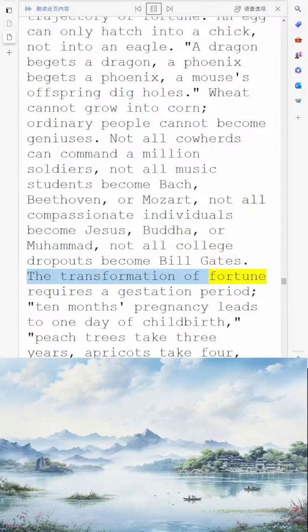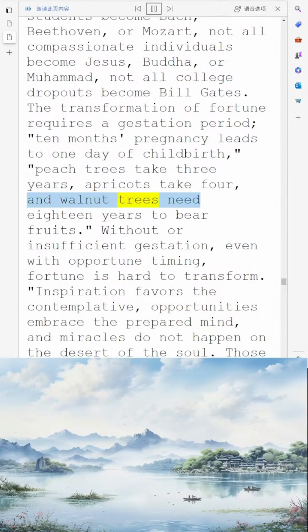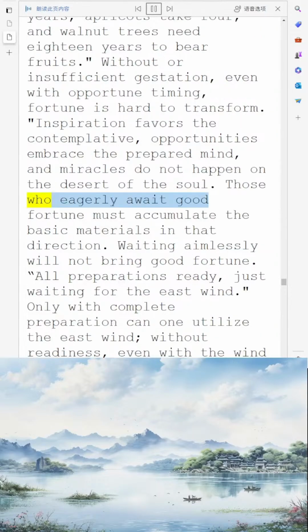The transformation of fortune requires a gestation period. Ten months of pregnancy leads to one day of childbirth. Peach trees take 3 years. Apricots take 4, and walnut trees need 18 years to bear fruit. Without or insufficient gestation, even with opportune timing, fortune is hard to transform. Inspiration favors the contemplative, opportunities embrace the prepared mind, and miracles do not happen in the desert of the soul. Those who eagerly await good fortune must accumulate the basic materials in that direction. Waiting aimlessly will not bring good fortune.